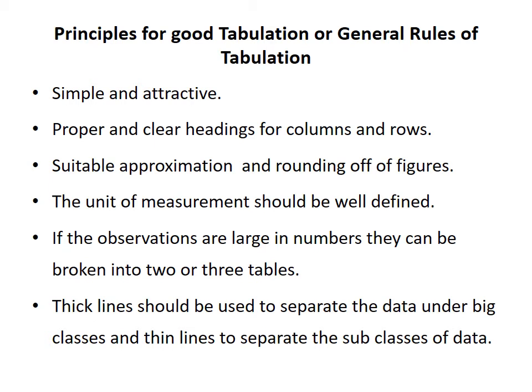The second point is proper and clear headings for columns and rows. Once you use columns and rows in the table, we should give a clear heading for the column title and a clear title for the row stubs. And the third point is suitable approximation and rounding off of figures. Normally if you use data, for example 23.9, instead of using 23.9 we can easily round off that number and make it 30 if it is necessary.